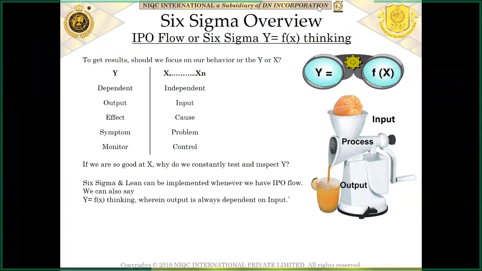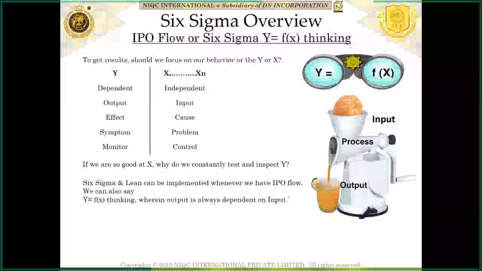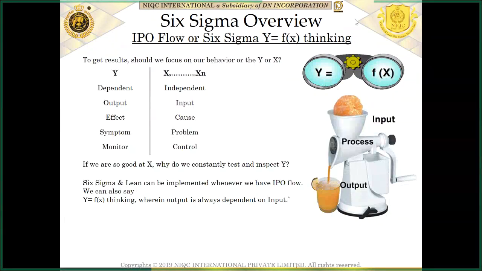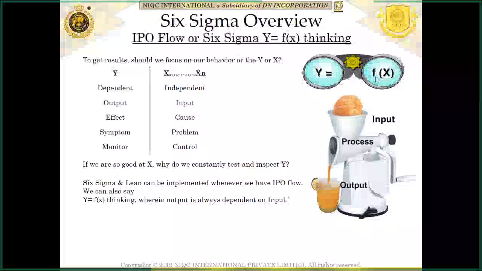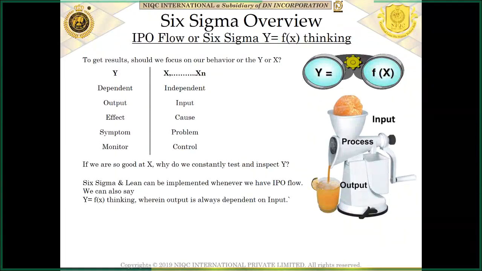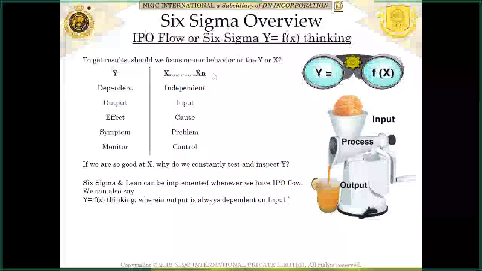A process means F of X. Process is F. X is input. Your voice is breaking, I'm not able to hear. Output, input, process. F is a process. Can you show it in a Word document so that it will be easy, because your voice is breaking?